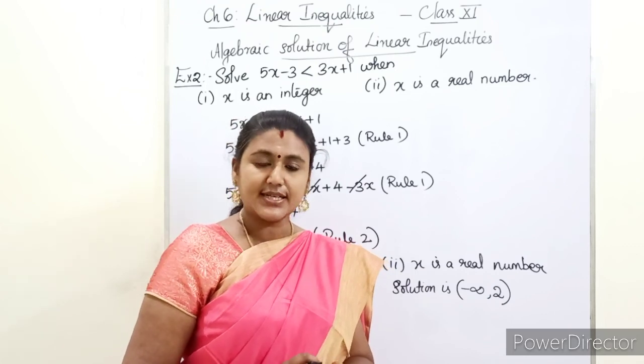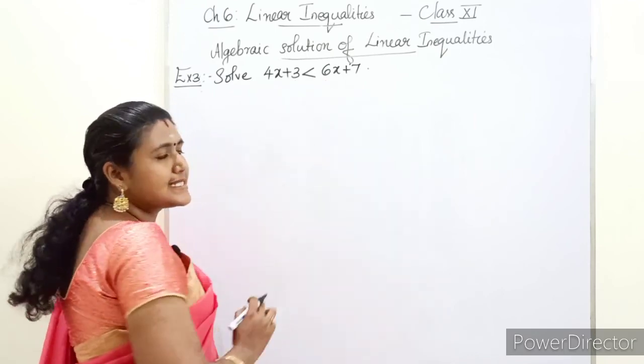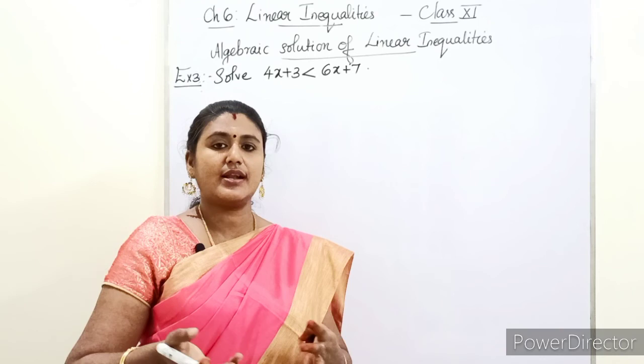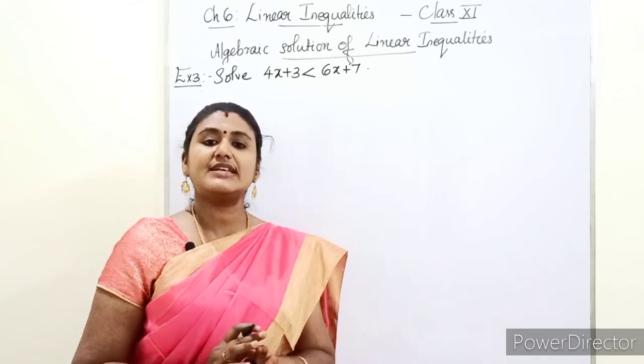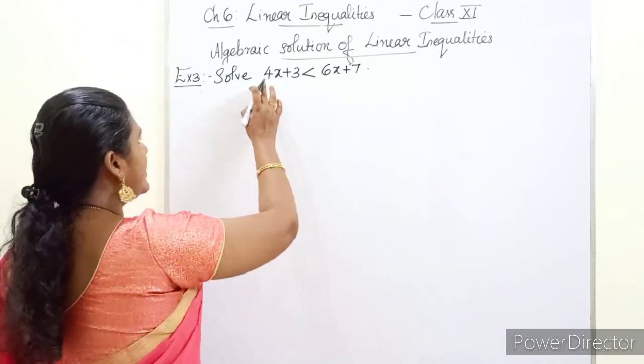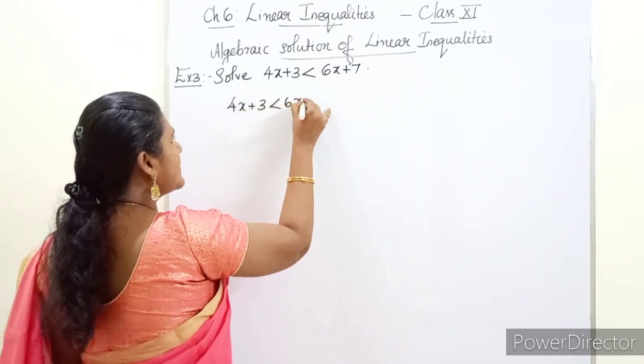Now we will see the third example. Example 3, solve 4x plus 3 is less than 6x plus 7. So here they didn't mention whether x is a natural number or integer. If it is not mentioned, you have to consider x as a real number. So here we will solve first. So 4x plus 3 is less than 6x plus 7.